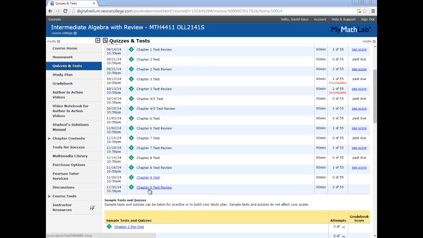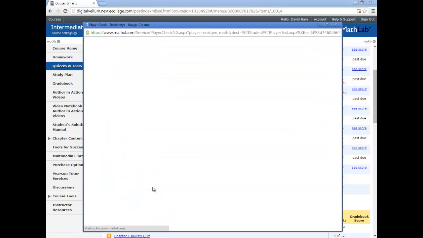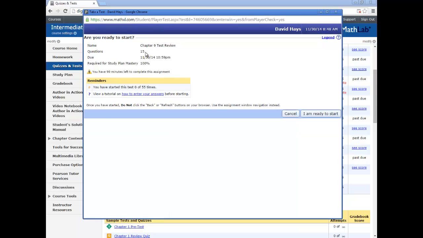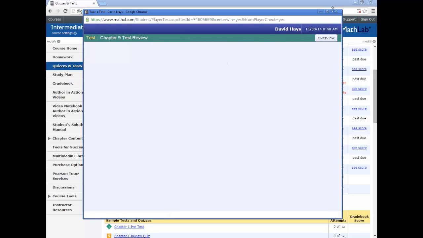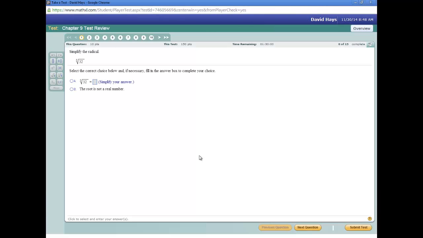Take a look at this Chapter 9 test review. Okay, I'm ready to start. Radicals. Okay, so this first problem here says simplify the radical.